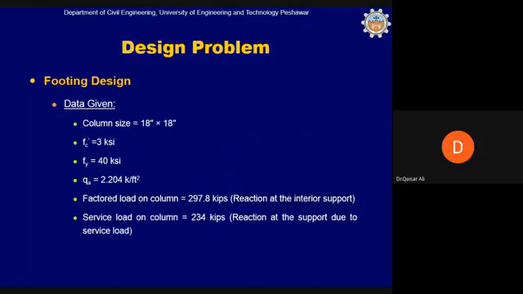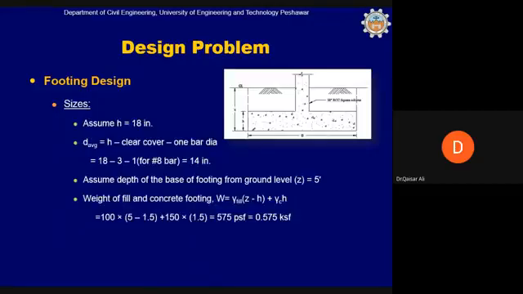Okay, next is design of footing. We have designed a footing in the previous lecture. We can design this once again without any problem. Factored load on the column and then service load on the column. If you remember in the last slide, we calculated this. This is the net bearing capacity. Weight of the fill, this is because it is 5 feet below the ground. And the footing depth initially assumed is 18 inch or 1.5 feet.